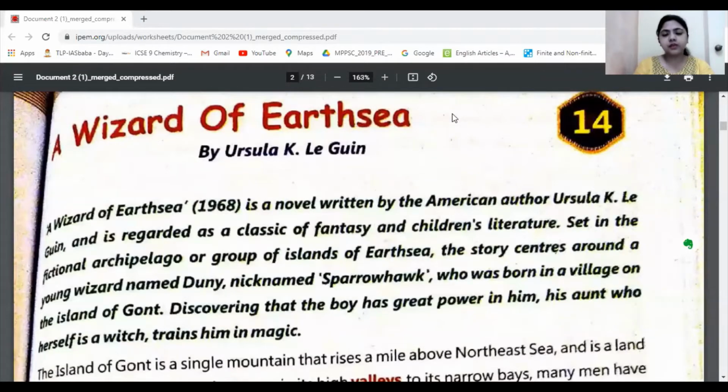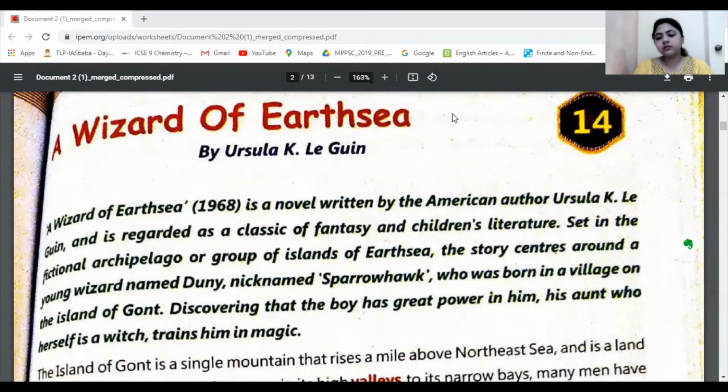The setup of this novel is found in a fictional archipelago, or group of islands. So archipelago is one word for this phrase, group of islands. And what is the name of this archipelago? Earthsea. So this story centers around a young wizard whose name is Duny. Fine. So the main character of this story is this boy only, Duny, who is nicknamed Sparrowhawk. He becomes popular with this name. How does he become popular? How does he get this name? This we will find out in this story.